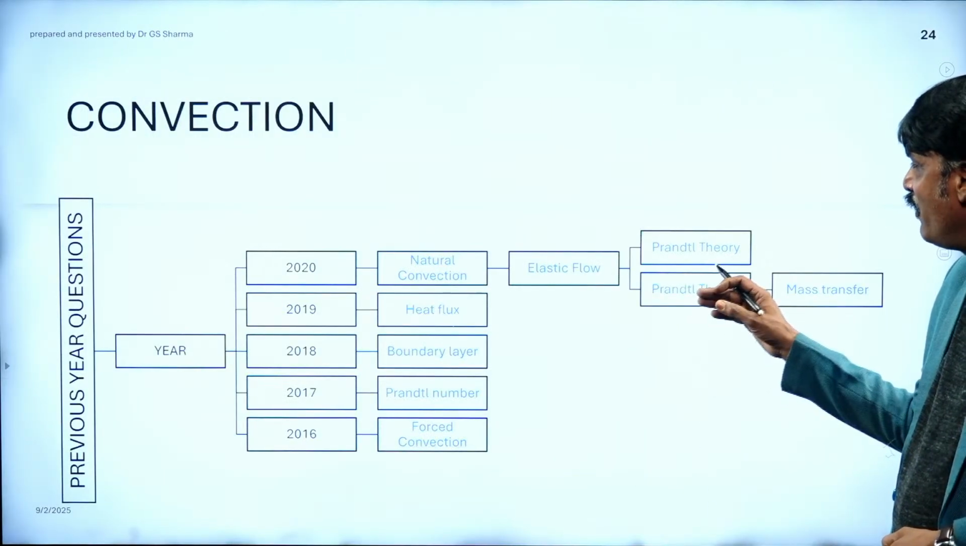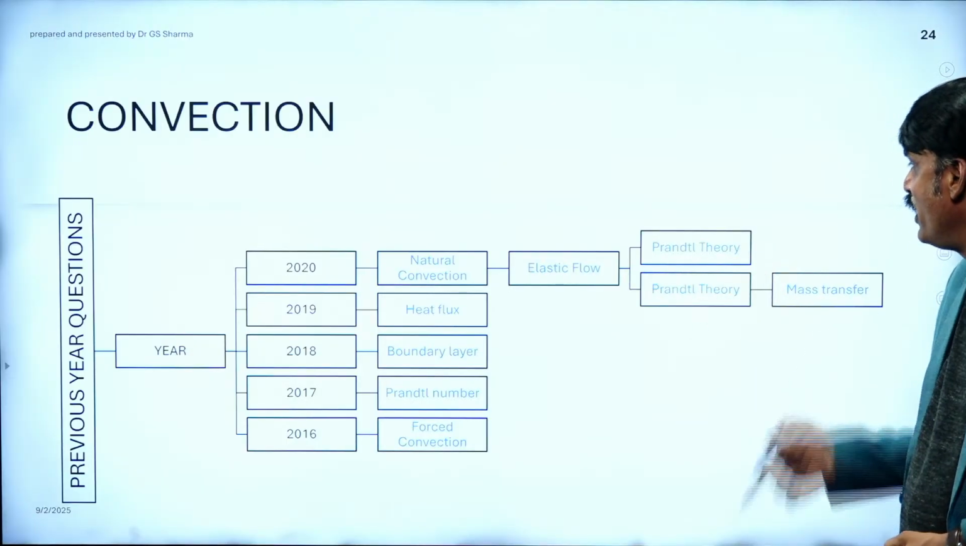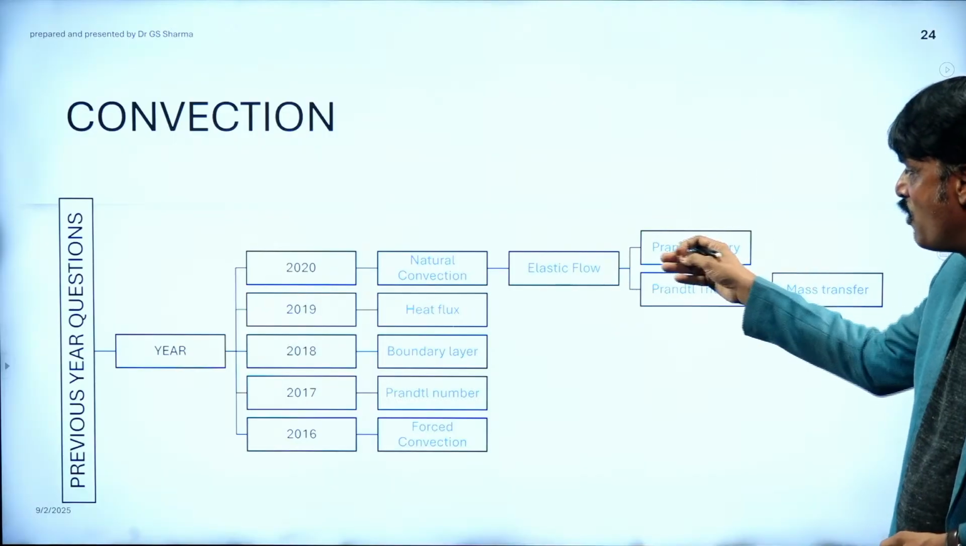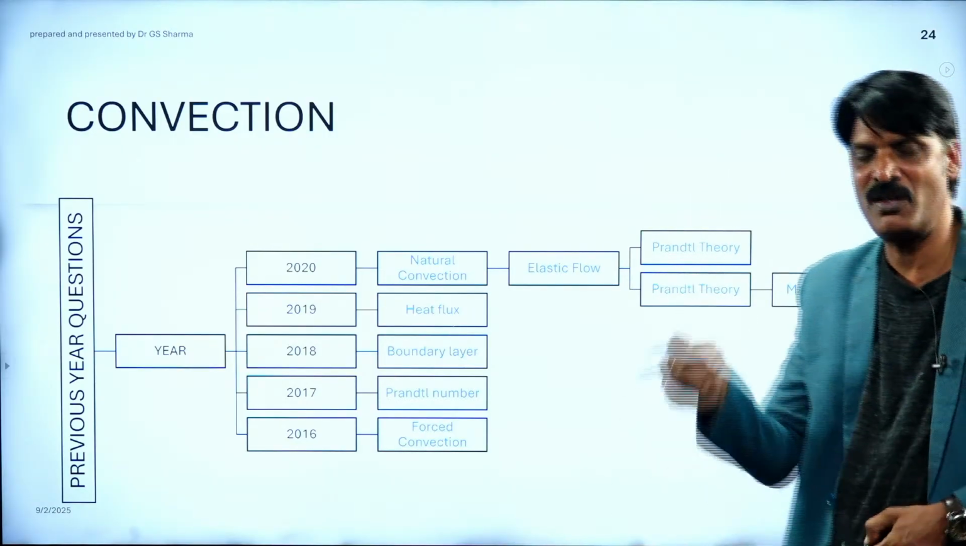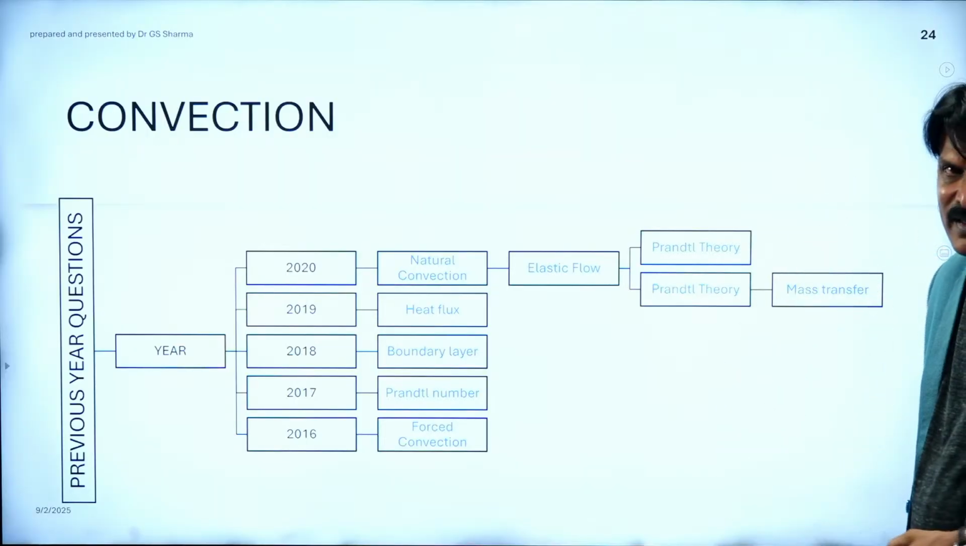In convection, he has given natural convection. One elastic flow question was being given that comes into a different concept: Prandtl theory, mass transfer. Then again heat flow, boundary layers, Prandtl number, forced convection. Most excellent questions were being given only from Prandtl mixing line theories.